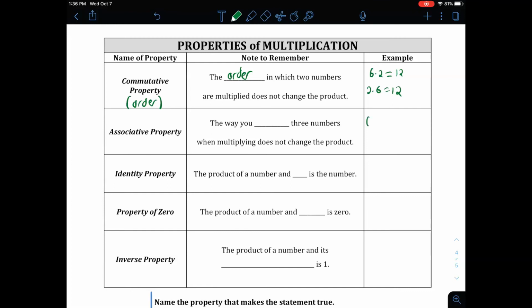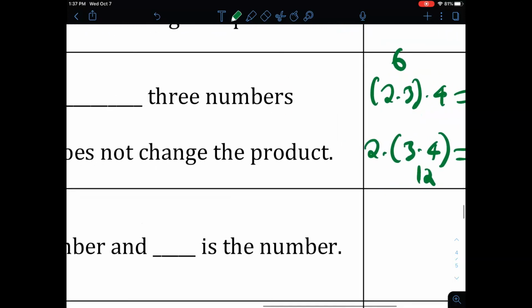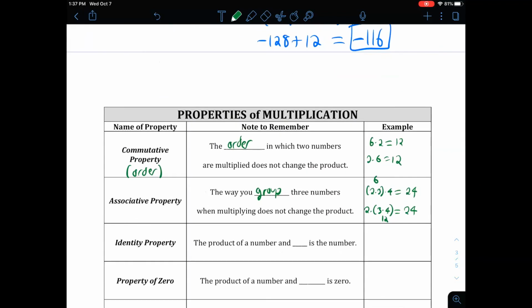Okay, associative property. We had, this is all from the warm-up too, 2 times 3 times 4, and that equaled 24. And we had 2 times the quantity of 3 times 4, in different parentheses there. That also equaled 24. So what did we change between the 2 times 3 and the 3 times 4 here? This was 6, this was 12. We changed the way we group those things. The way you group three numbers when you multiply does not change the product. So we're going to remember grouping.